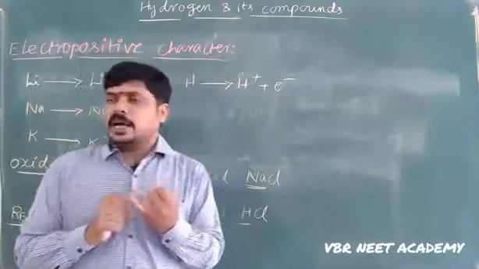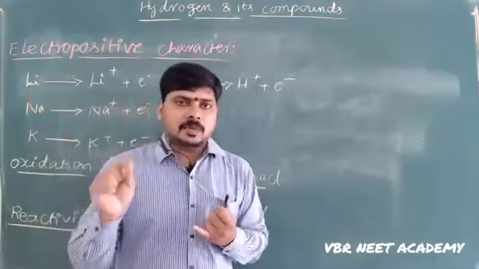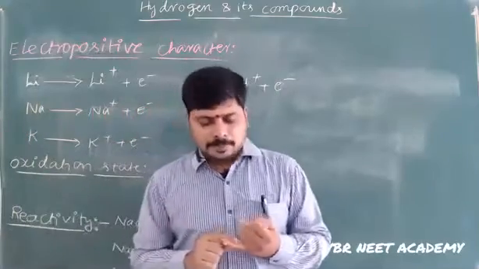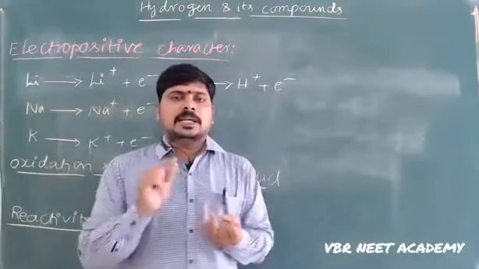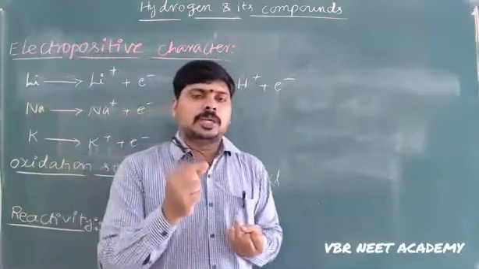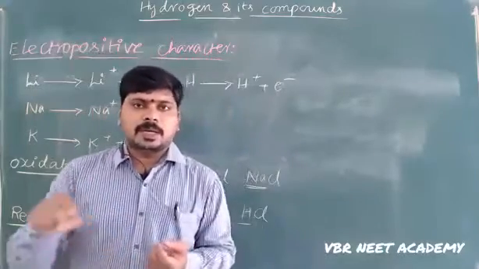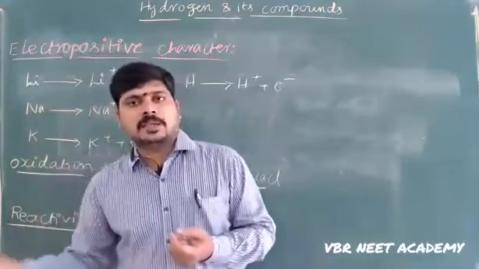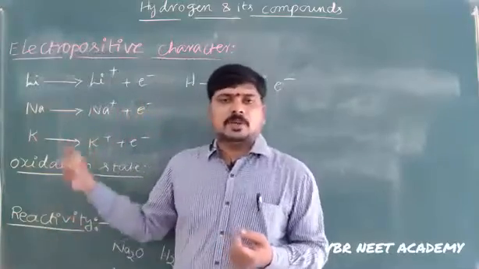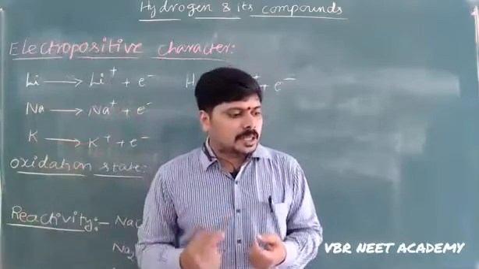First we discussed the electronic configuration. The electronic configuration is going to be ns1, which is similar to your alkali metals, and the same way we have hydrogen. The next one we discussed was the electropositive character. The electropositive character means they are going to form uni-charged positive cations. The same cations are formed by your alkali metals as well as your hydrogen. And then we discussed the oxidation state. The oxidation state of your hydrogen is +1, and the remaining alkali metals are also +1.